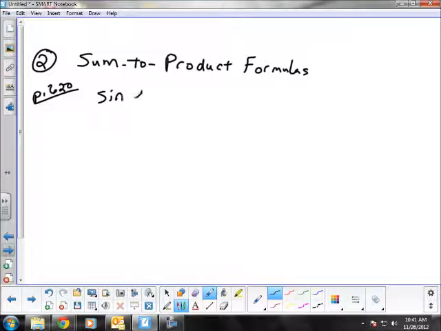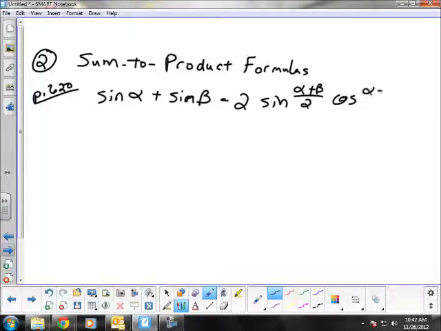So this one is taking the sine of one angle plus the sine of another angle. And the formula for that is 2 times the sine of alpha plus beta divided by 2 times the cosine of alpha minus beta divided by 2. So the average of the two angles. So it's 2 times the sine of the average of the two angles times the cosine of the average of the two angles. Not the average, because there's subtraction. Never mind. The formula does say alpha minus beta.